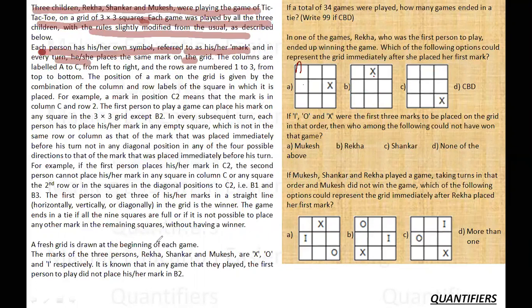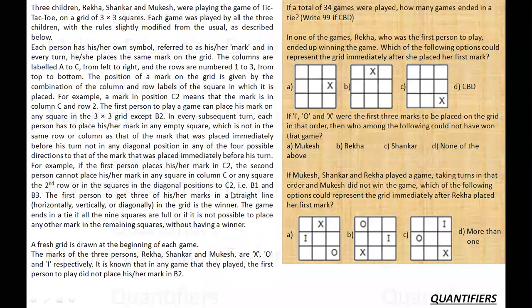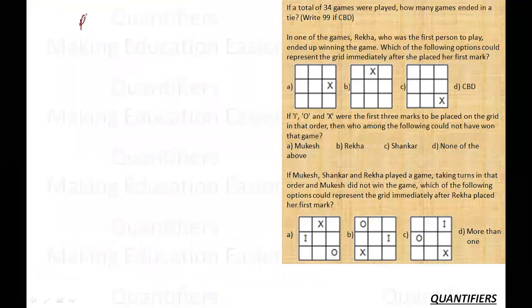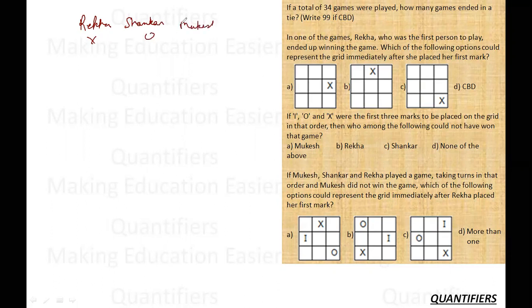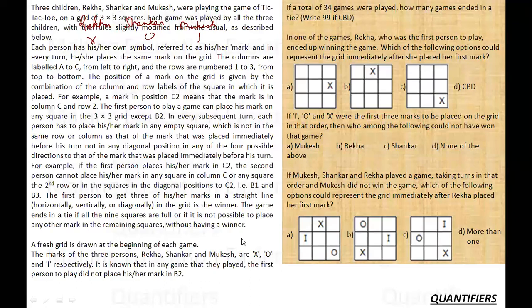A fresh grid is drawn in the game. There are three people, Rekha, Shankar and Mukesh. Rekha has X, Shankar has O and Mukesh has I. And it is known that the first person did not place his or her mark in B2. So the game will not start from here. You cannot put it in the center. So this is given to us: Rekha is X, Shankar is O and Mukesh is I.